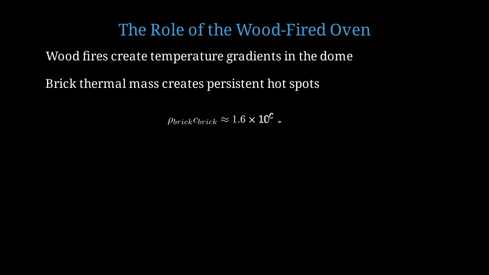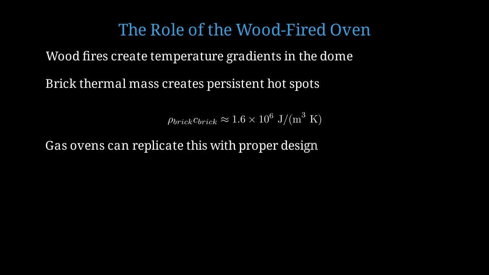The volumetric heat capacity of brick is about 1.6 times 10 to the 6th joules per cubic meter per Kelvin. This large value means temperature changes slowly. Modern gas pizza ovens can replicate these effects with proper burner placement and dome design to create similar non-uniform radiation fields. Let me return to one particularly interesting aspect.